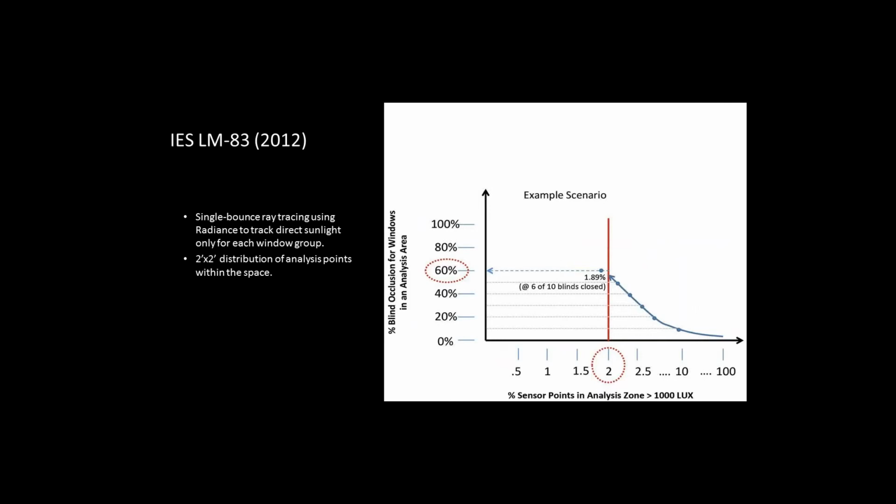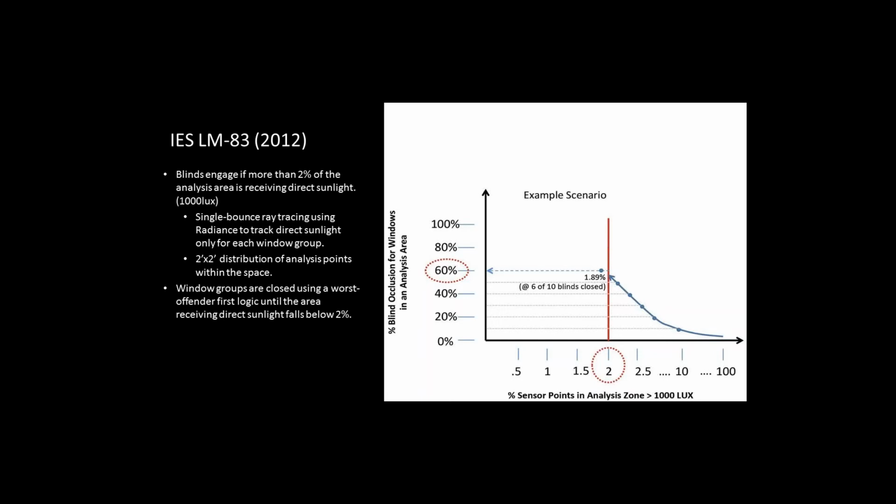And LM-83: blinds engage if more than 2% of the analysis area is receiving direct sunlight, which is 1,000 lux. We use single bounce ray tracing in Radiance to track direct sunlight only for each window group. Our grid within the space is 2 by 2 feet. Window groups are closed using a worst offender first logic until the area receiving direct sunlight falls below 2%.